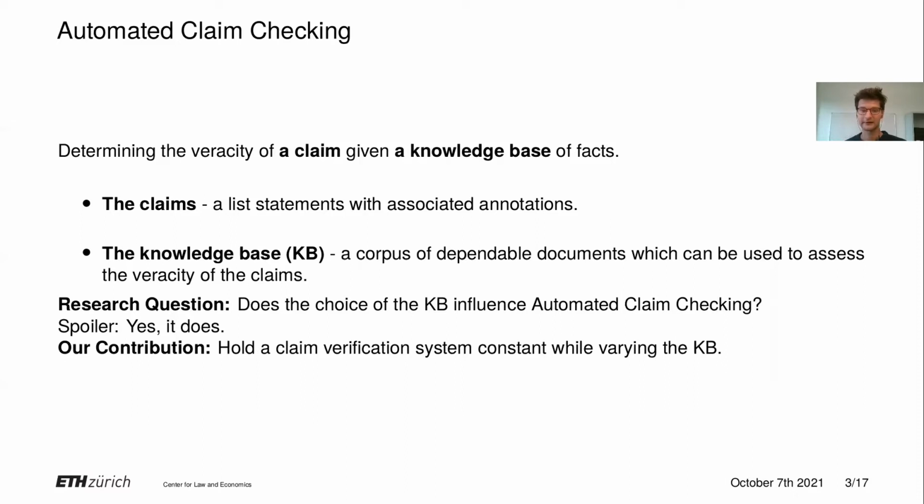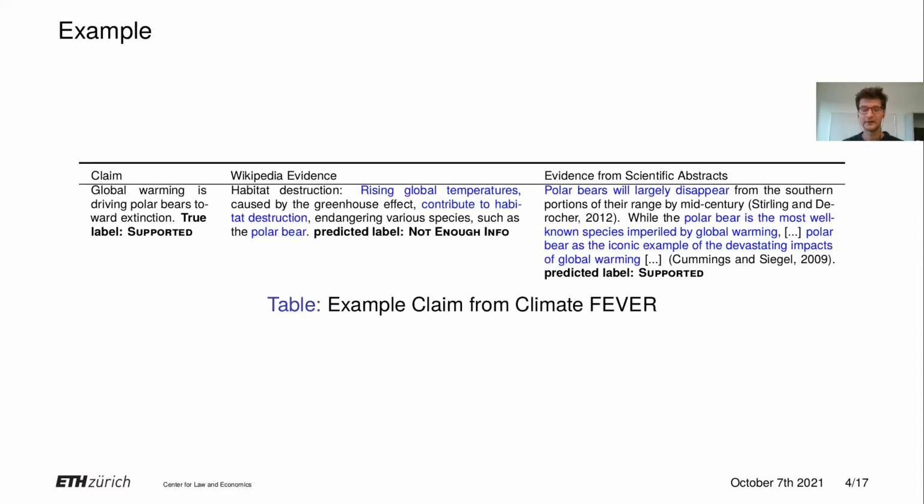And now we ask, does it matter which knowledge base you choose in automated claim checking? Do nowadays systems actually care? And if so, how important is that choice? And the spoiler obviously is, yes, it very much does. We examine that question by holding a claim verification system constant while we vary the knowledge bases and the claim sets. So let's have a look at an example.